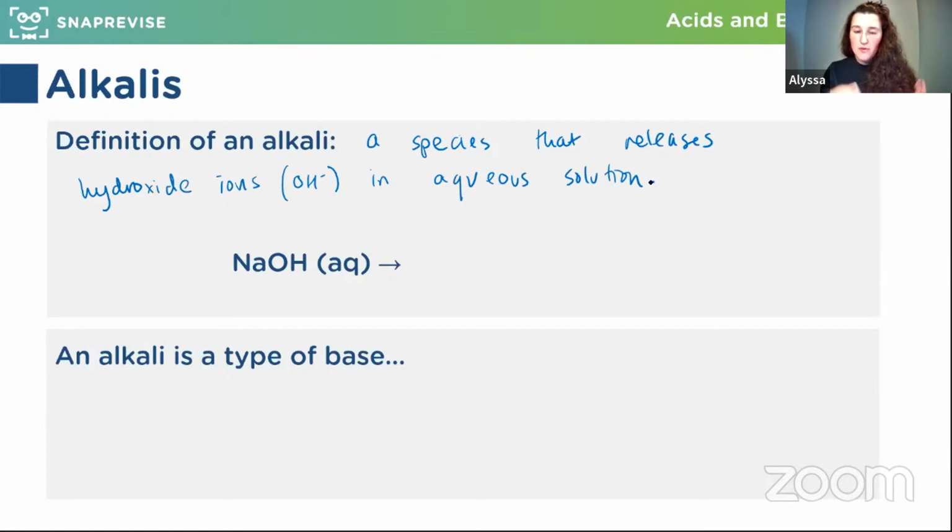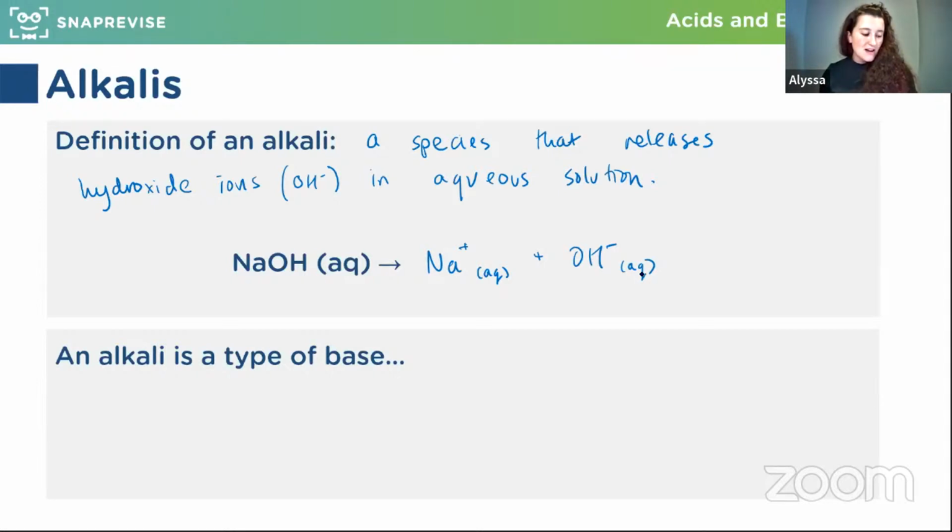So for example, again, when we spoke about hydrochloric acid dissociating or separating into H+ and Cl-, the same thing happens with sodium hydroxide, which is an alkali. It separates into the sodium ion and the hydroxide ion. Both aqueous because they've dissolved in solution.